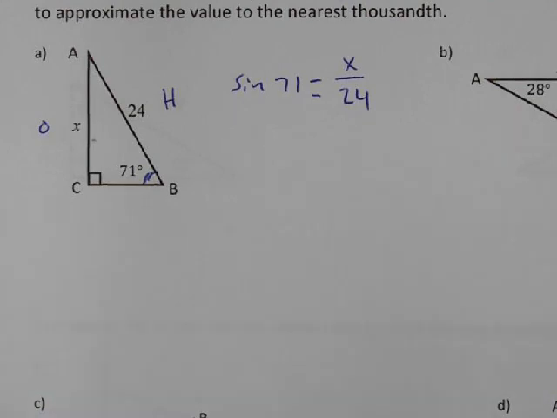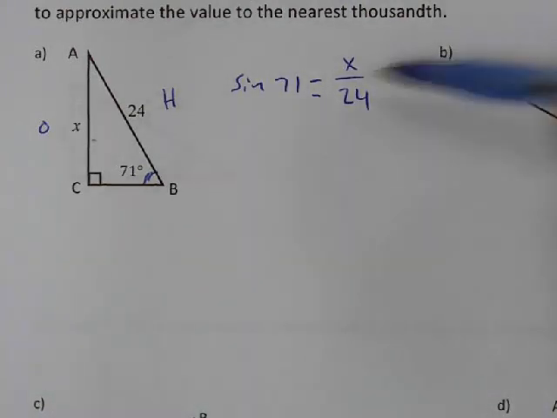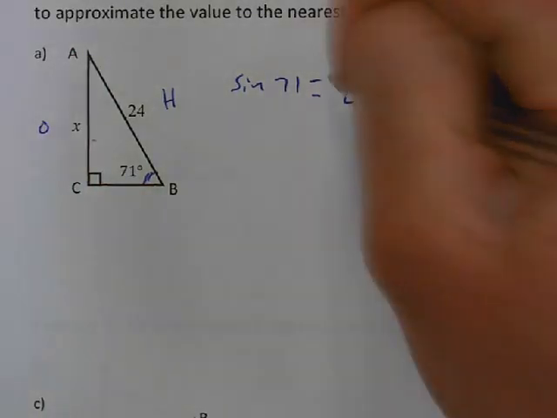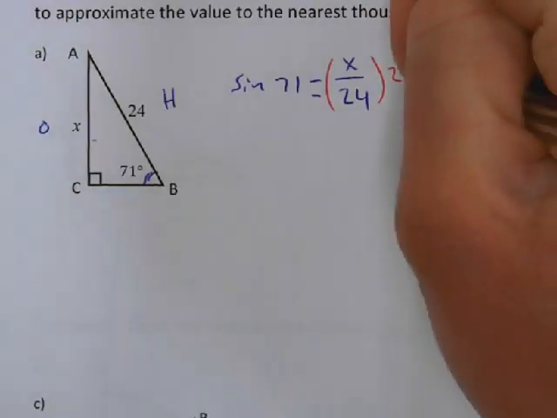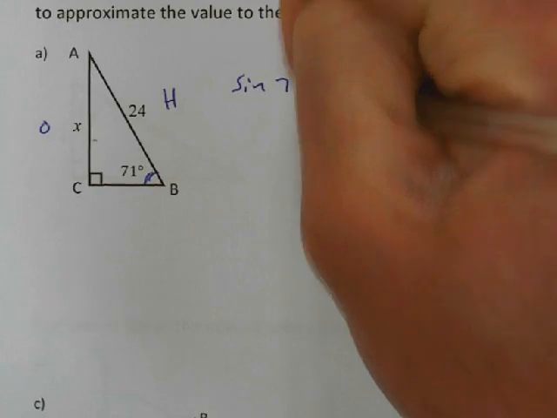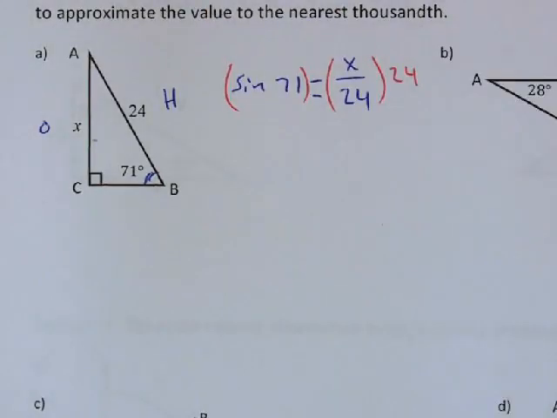Okay, let's see. I want to get x by itself. Right now I have x divided by 24. Well, what's the opposite of dividing by 24? Multiply by 24. So then I just want to multiply both sides of my equation by 24. Now, one of the most important things to remember when you're doing these types of problems, what is sine of 71? Well, it's some number.